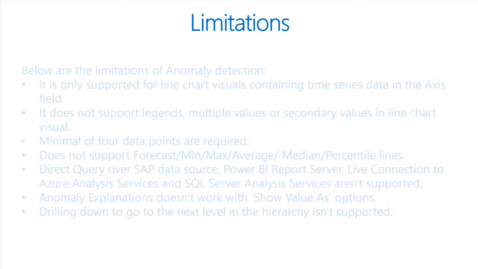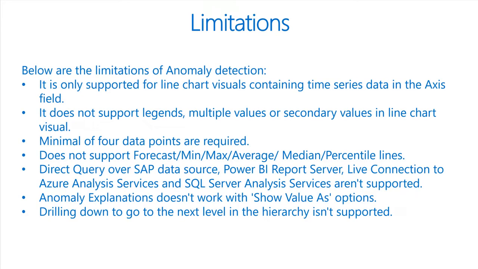Talking about the limitations of the anomaly detection, it is only supported for the line chart visuals which contain the time series data in the axis field. It does not support legends, multiple values, or secondary values in the line chart visual. A minimum of 4 data points is required. It does not support forecast, minimum, maximum, average, median, and the percentile lines.